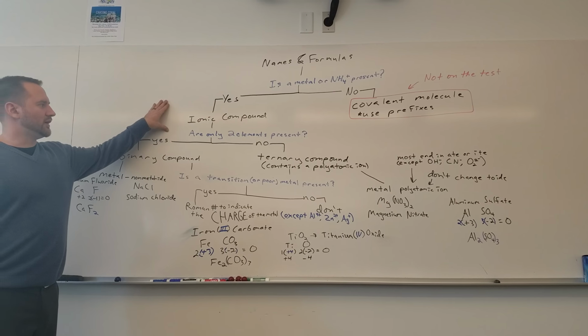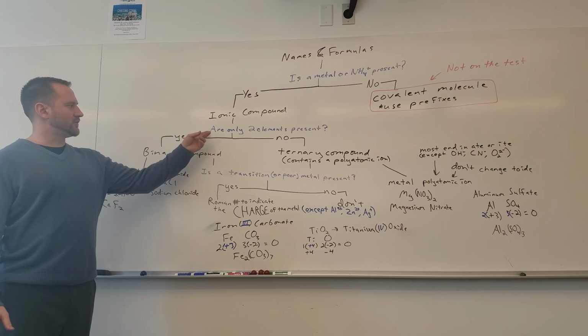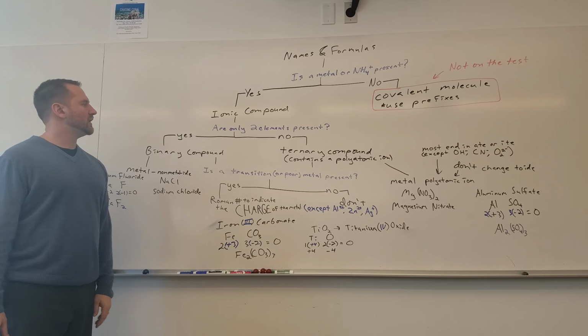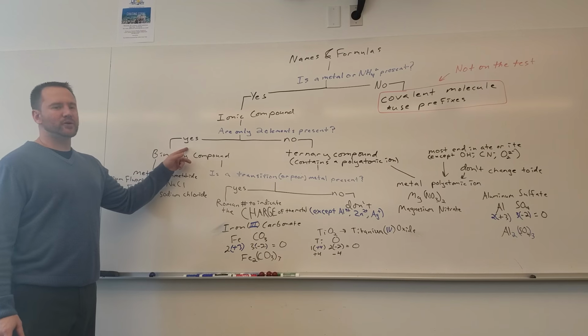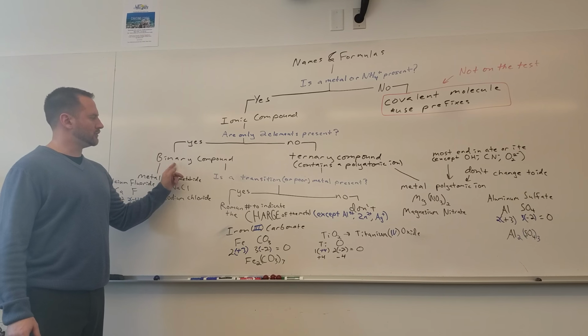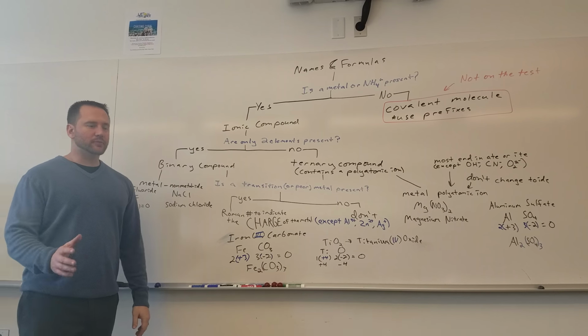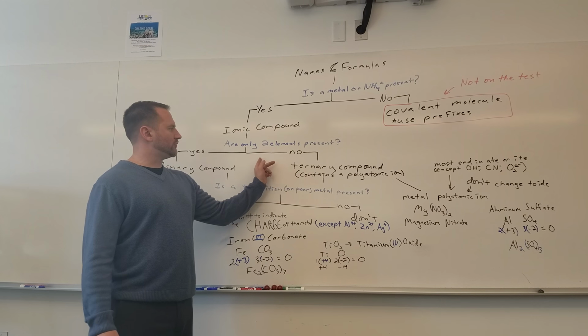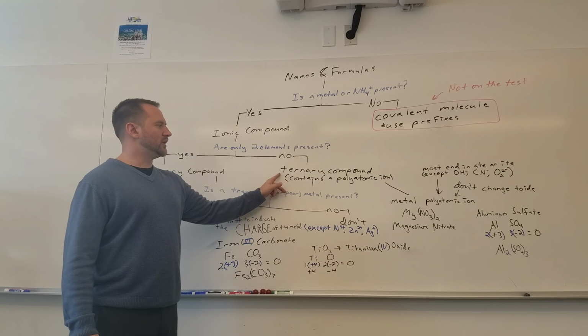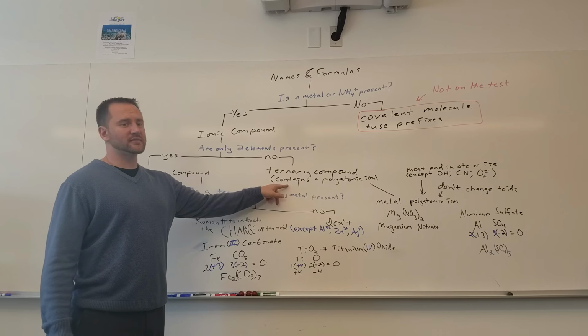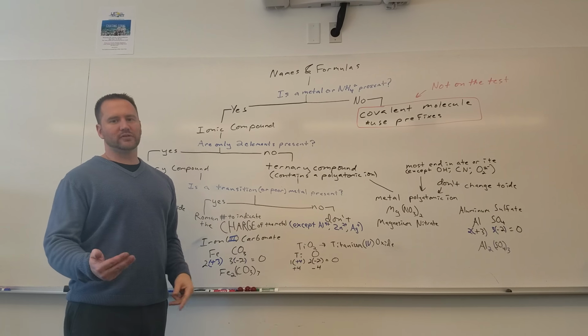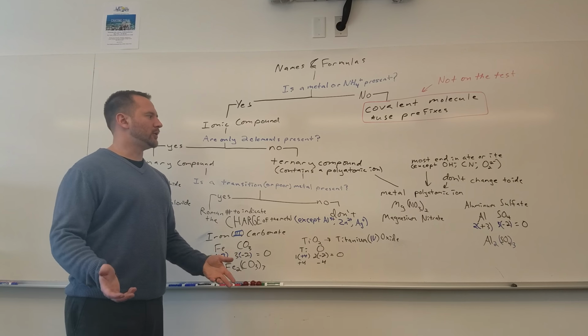Since we're looking only at ionic compounds, there are a few other questions you could ask yourself. One, are only two elements present? If you have only two elements present, that's called a binary, bi meaning two, compound. And those are pretty simple. If you have more than two elements present, then you have a ternary compound, which means it contains a polyatomic ion. So if you see three or more elements in the formula, you have a polyatomic ion.